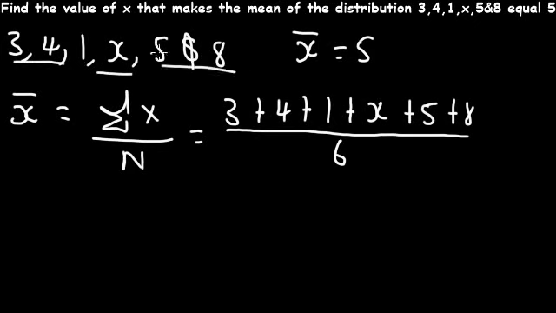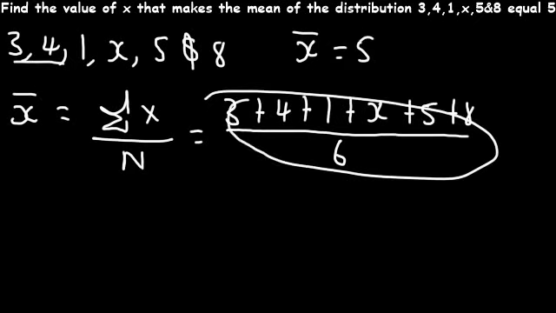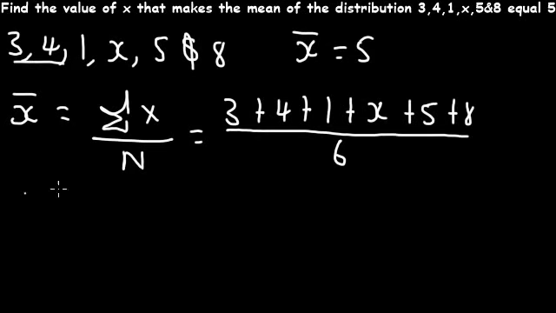2, 4, 6. Perfect. Now the goal at this point, since x bar is given to be equal to 5, is to set this entire value equal to 5. So therefore, I'm going to put that here, equals 5.